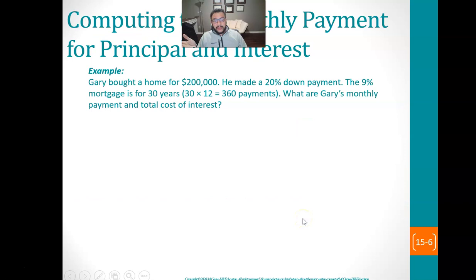But let's look at this scenario. Gary bought a home for $200,000. He made a 20% down payment. The 9% mortgage is for 30 years. So there's going to be 30 years times 12 months, which is 360 payments total. What is his monthly payment and total cost of interest?